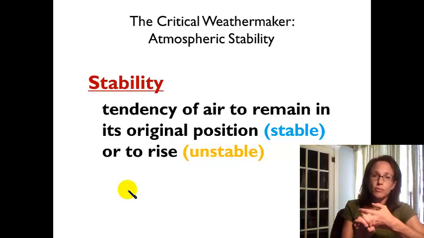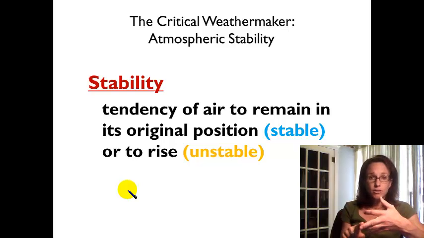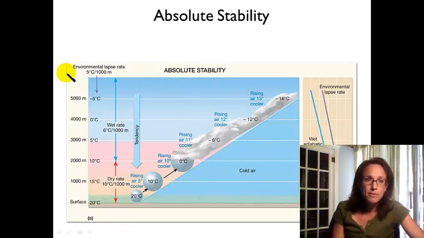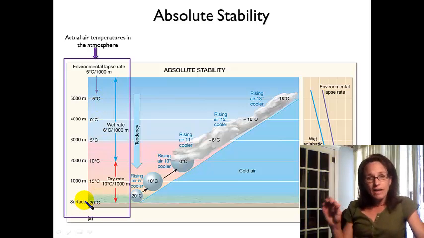So we're going to look at three conditions of atmospheric stability: absolute stability, absolute instability, and conditional instability. Let's start with absolute stability. The first thing we need to look at over here is the rate of change of temperature as we go up in the atmosphere. And this is the actual measured rate.